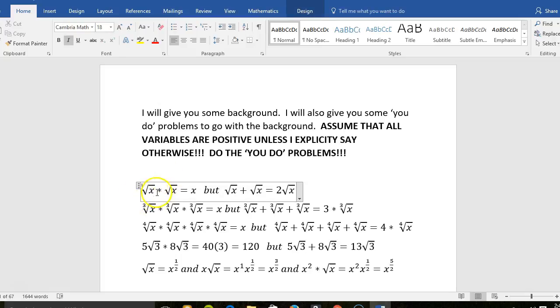So the square root of x, like you remember the square root of 9 is 3, the square root of 25 is 5. So the square root of x times the square root of x is x itself, assuming we're positive. But the square root of x plus the square root of x is just 2 times the square root of x. For example, the square root of 9 plus the square root of 9, that would be 3 plus 3 is 6.